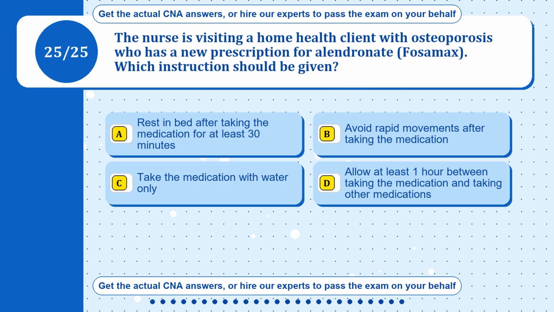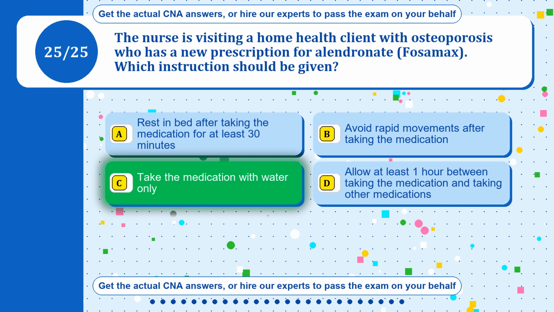Question 25. The nurse is visiting a home health client with osteoporosis who has a new prescription for alendronate, Fosamax. Which instruction should be given? Option A, rest in bed after taking the medication for at least 30 minutes. Option B, avoid rapid movements after taking the medication. Option C, take the medication with water only. Option D, allow at least 1 hour between taking the medication and taking other medications. The correct answer is option C, take the medication with water only.